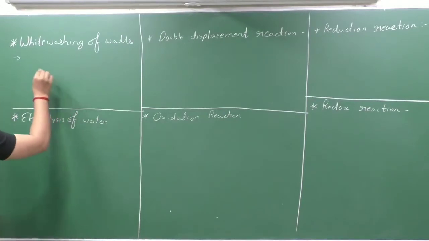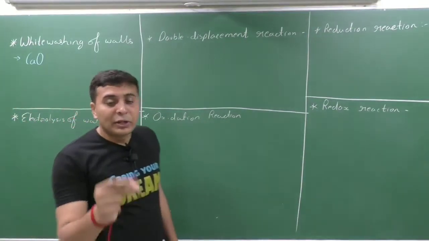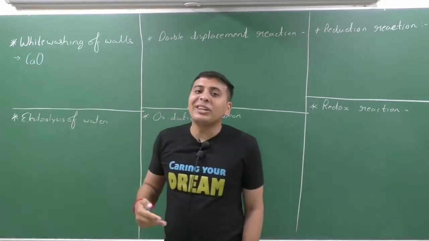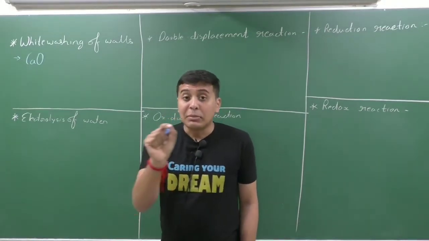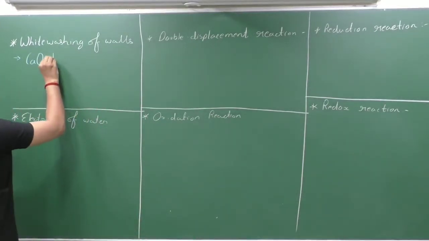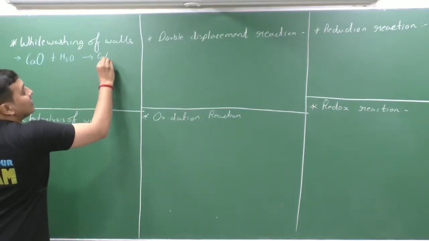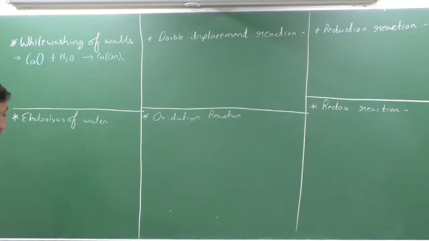So the first chemical used here is calcium oxide. Calcium oxide is also known as quicklime. Note it down quickly. The another name of the calcium oxide, or the common name of the calcium oxide, is quicklime. The chemical name is calcium oxide, but the common name is quicklime. Quicklime, when it gets added to the water, it forms calcium hydroxide. When quicklime is added to water, it forms calcium hydroxide.